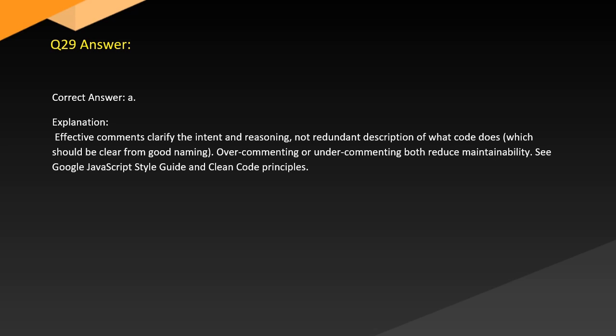Answer. Correct answer A. Explanation. Effective comments clarify the intent and reasoning, not redundant description of what code does, which should be clear from good naming. Over-commenting or under-commenting both reduce maintainability. See Google JavaScript Style Guide and Clean Code principles.